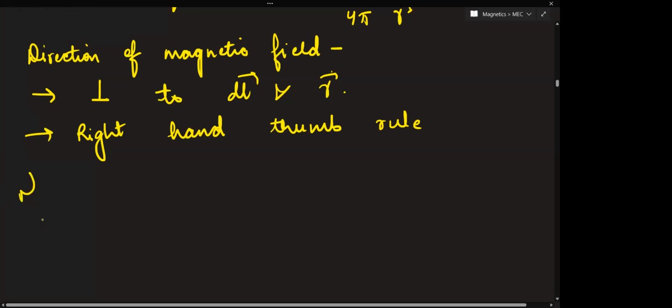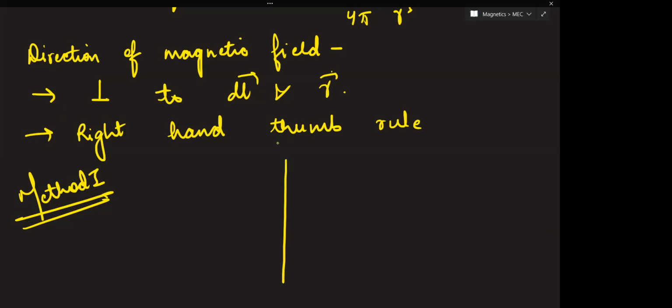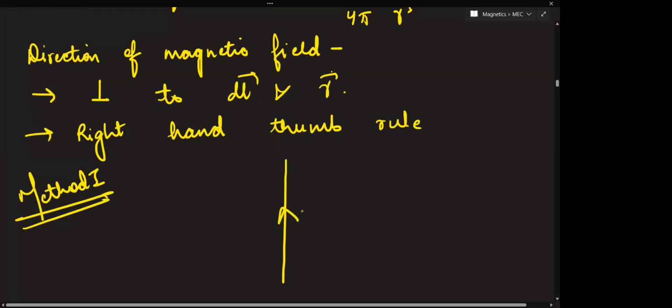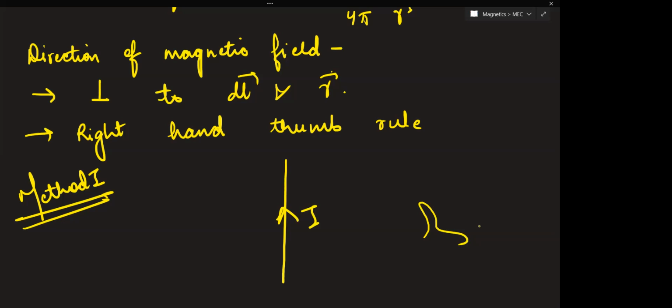Now let's discuss the first method, Method 1. In this method, suppose this is a conductor, a conducting wire. Wherever the direction of current is flowing, place your thumb accordingly. If I say this is the direction of current that is flowing, then place your thumb in this way. And then you will have the curvature of your fingers. That curvature of your fingers will give you the magnetic field.